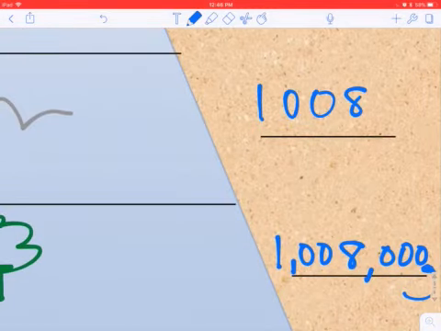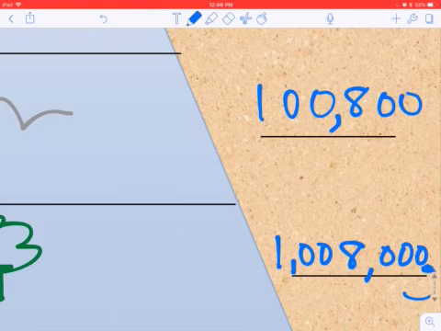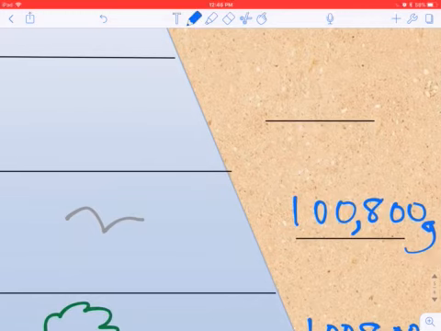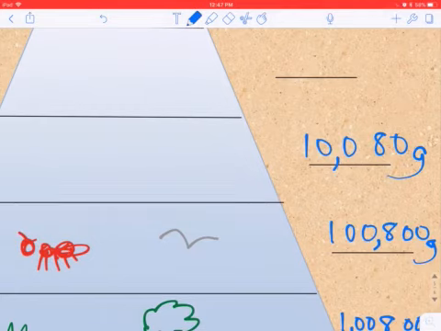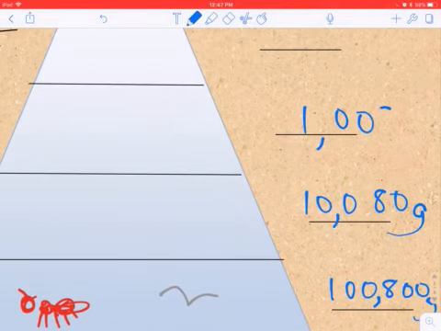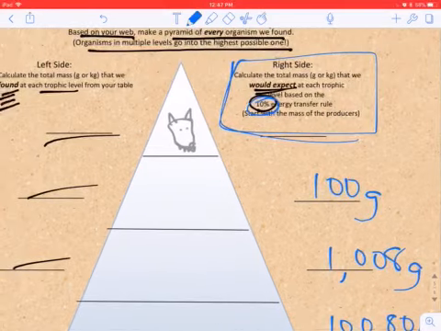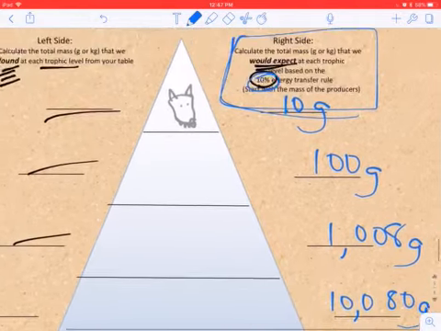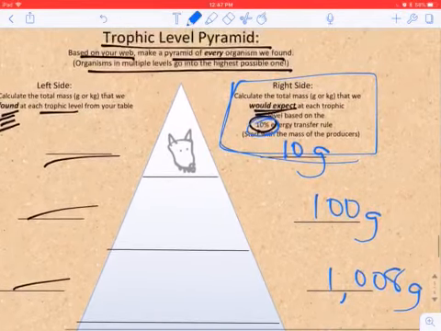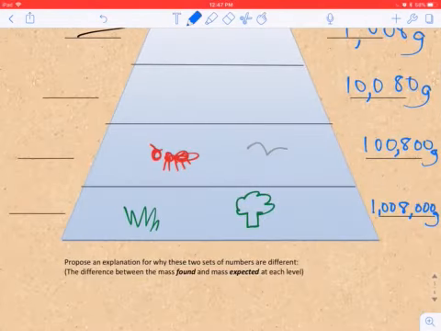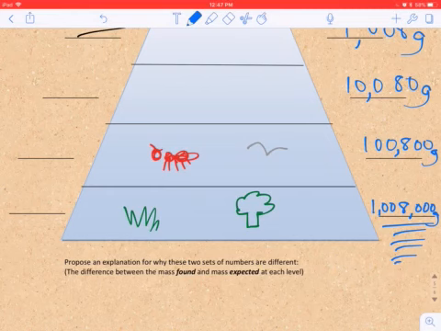Using our 10% rule, we just knock off a 0 each time. So now I've got 100,000 grams at this next level. And then I've got 10,000 grams at this level, 1,000 grams, 100 grams, and then 10 grams at those levels. That's what we are expecting to find based off of the 10% rule. Okay, because that's our number for the grass.